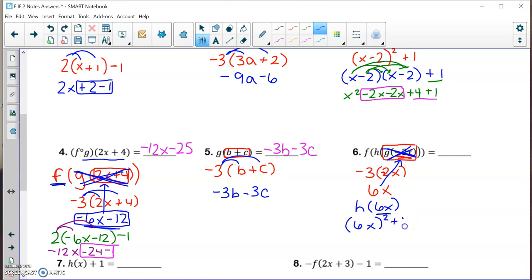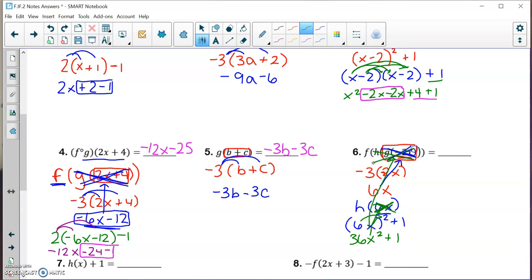plus a 1. Well, a 6x squared, I need to square both the 6 and the x, so that's a 36x squared. And then I have this plus 1 on the outside. There's nothing that can be done with that. I cannot simplify that. So now I'm going to replace this h of 6x. I'm going to replace the h, or that 6x, with the 36x squared plus 1.